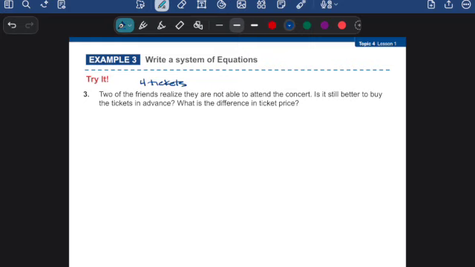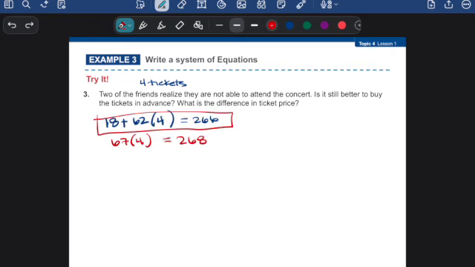So let's plug it into our equations. 18 plus 62 times 4. This would cost $266 if they buy them online. And if they purchase them at the door, it's $67 times 4, which would be $268. So again, it's still cheaper to buy online. They'll save $2 if they purchase the tickets online.